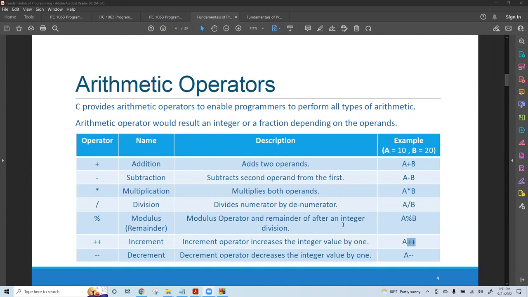So there's a request: can you put past papers into the LMS? Yes, I can do that.